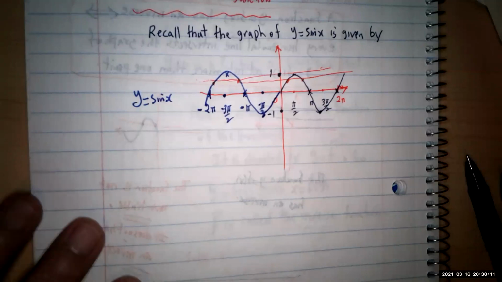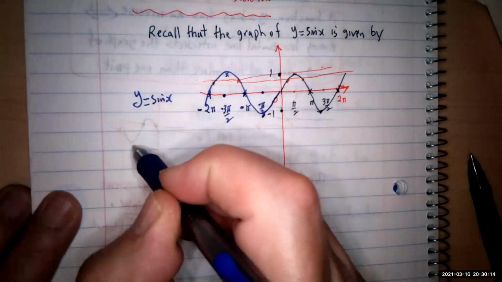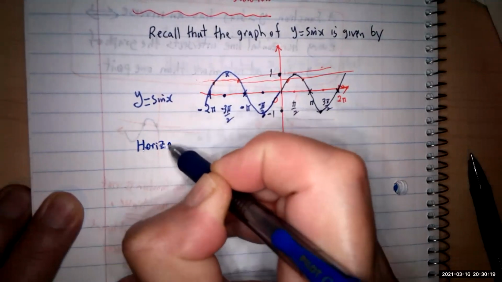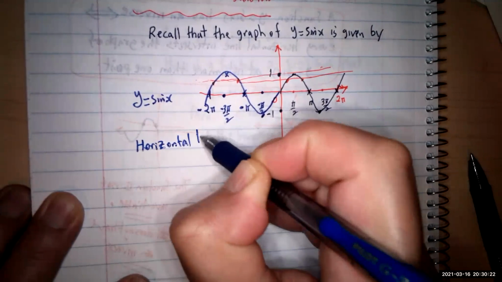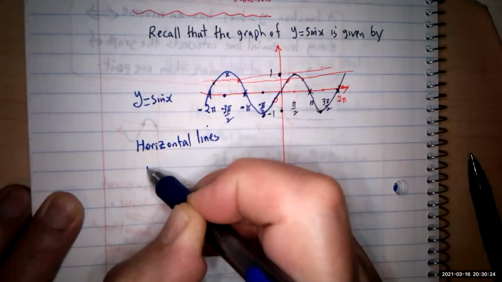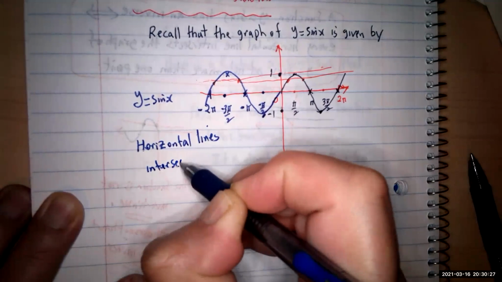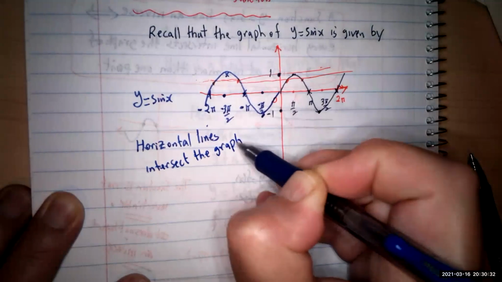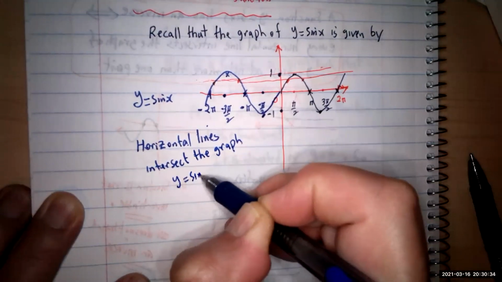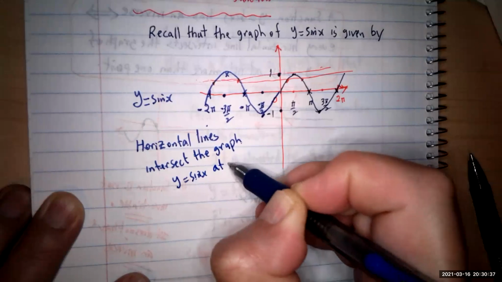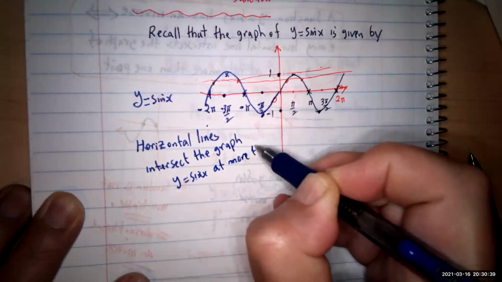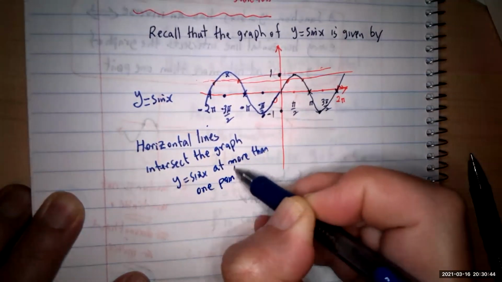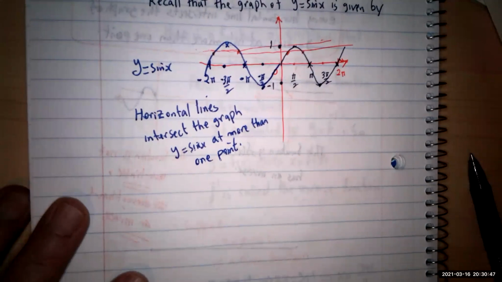So I just remind you that the horizontal line test: horizontal lines intersect the sine graph of y equal to sine x at more than 1 point, because of the period of the function.